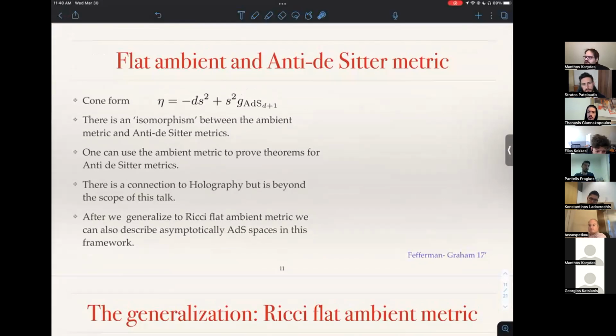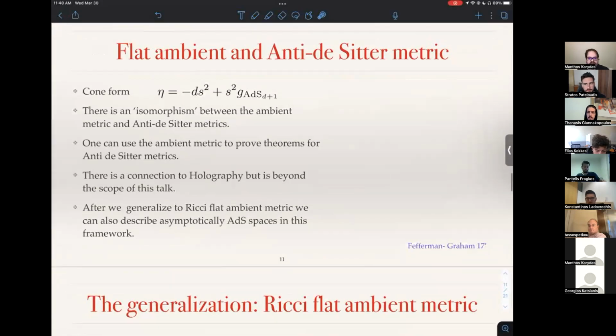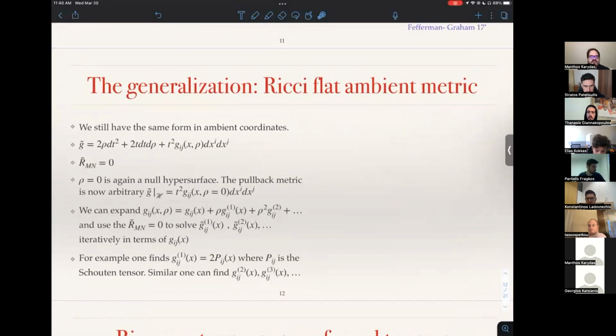Okay, so we had a flat ambient metric. The generalization is just to make it Ricci flat, not just completely flat. As you can see, we still have the same form of the metric, but the only difference is that instead of the D-sphere, I have an arbitrary metric that depends on both x and rho. But now we impose that it must be Ricci flat in the ambient sense. So the ambient Ricci must vanish, or in other words, it is a solution of vacuum Einstein's equations. Again, nothing changes basically to the picture.